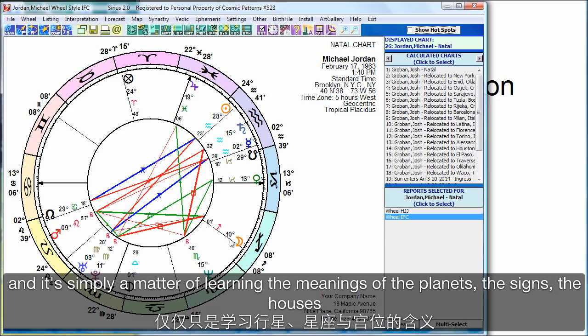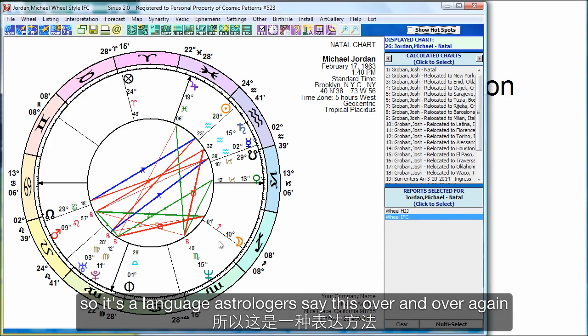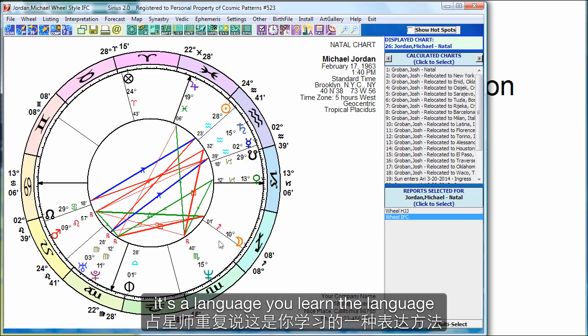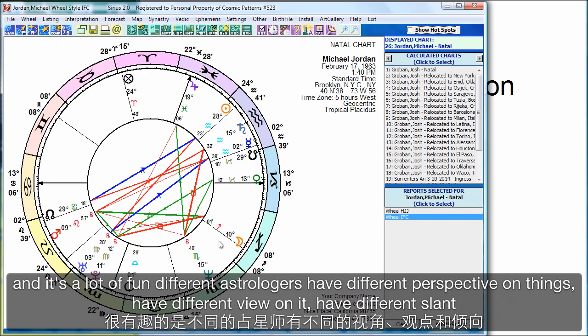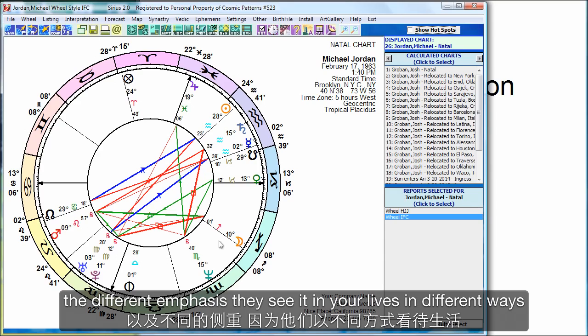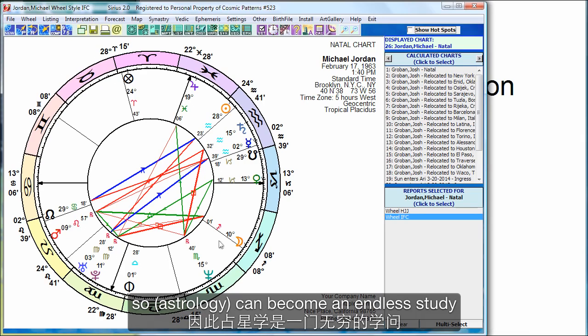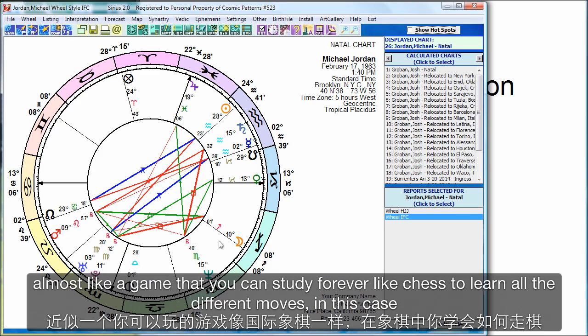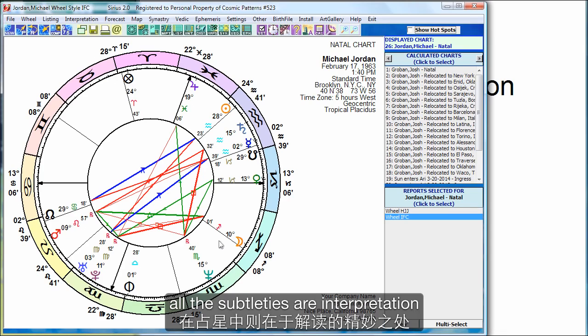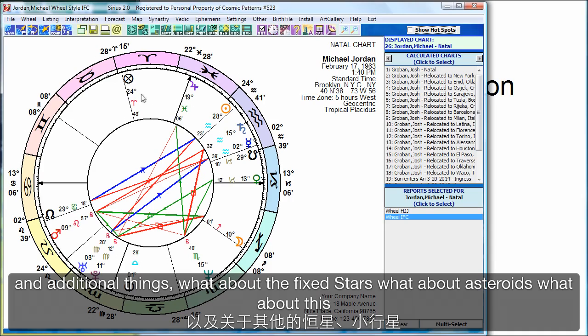And it's simply a matter of learning the meanings of the planets, the signs, and the houses, and then getting a feeling for how you combine it together. So it's a language. Astrologers say this over and over again. You learn the language, and it's a lot of fun. Different astrologers have a different perspective on things, a different view, a different slant, a different emphasis. They see it in your lives in different ways. So it can become an endless study, almost like a game that you can study forever, like chess, to learn all the different moves. In this case, all the subtleties in the interpretation and additional things.